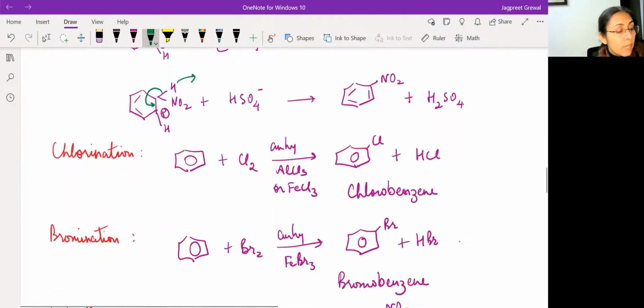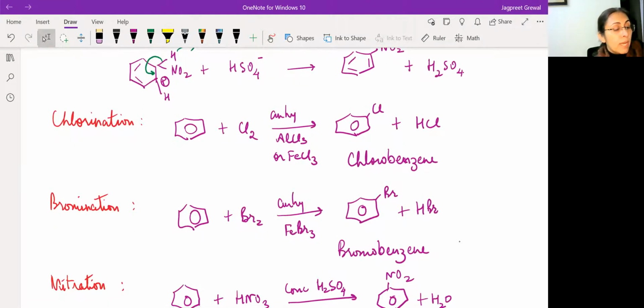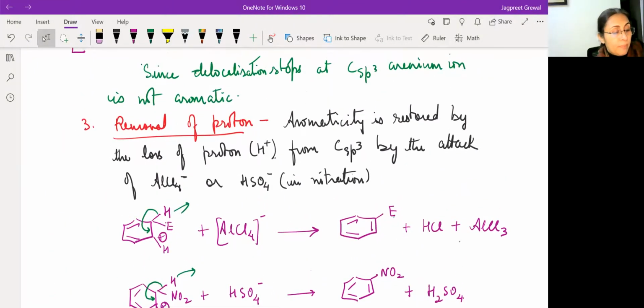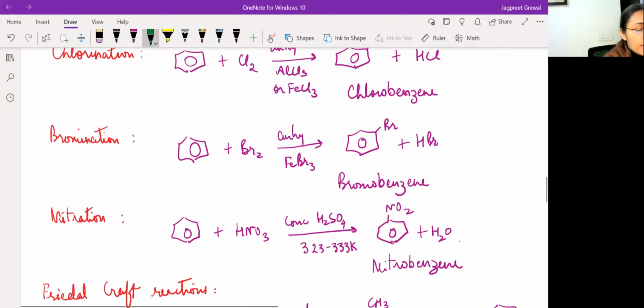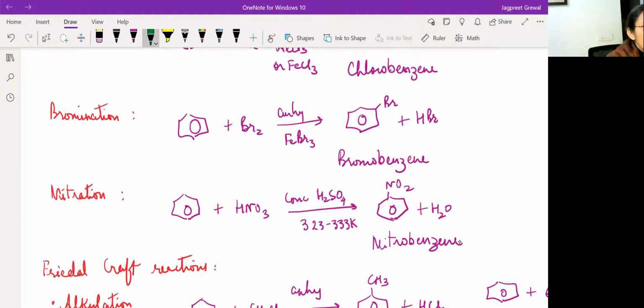So let's see the individual reactions now. So chlorination mechanism, all these reactions follow the same mechanism. If you see the individual reaction, chlorination, when you treat it with chlorine in presence of anhydrous AlCl3 or FeCl3, FeCl3 will also do the same work. It will take up the Cl negative from the chlorine molecule. Chlorobenzene is formed. Similarly, if you carry out bromination in presence of anhydrous FeBr3, you get bromobenzene. Nitration, as we have just done, in presence of concentrated HNO3 and concentrated sulfuric acid, you get nitrobenzene.